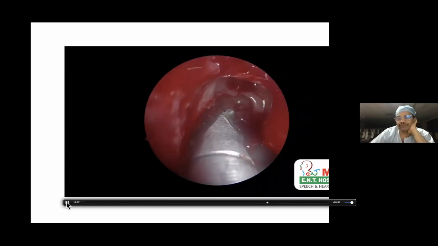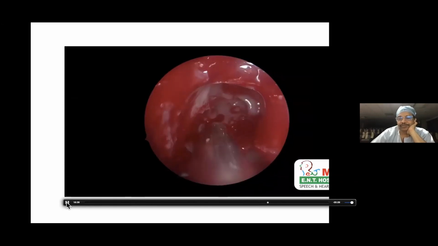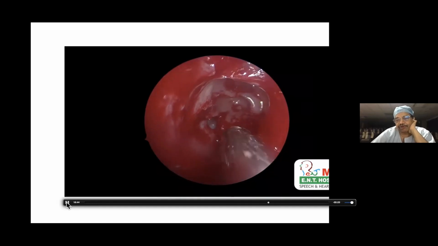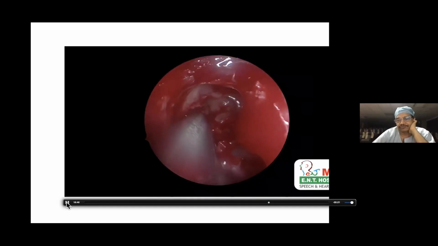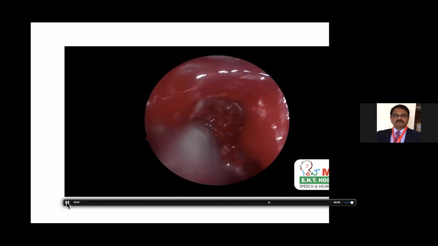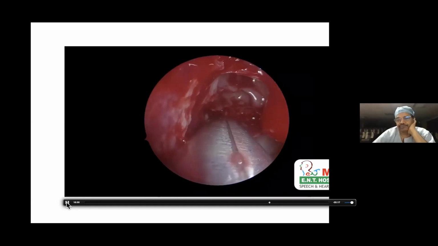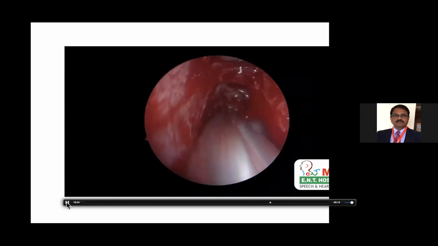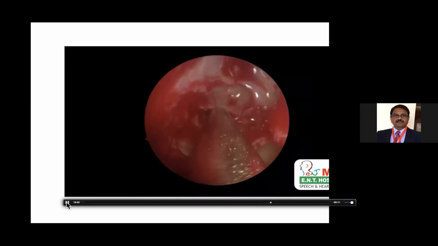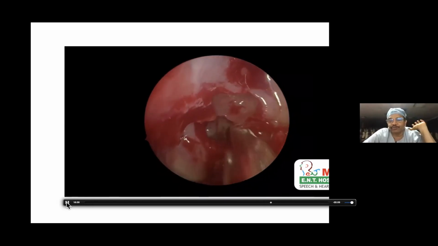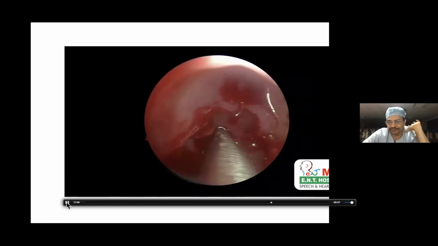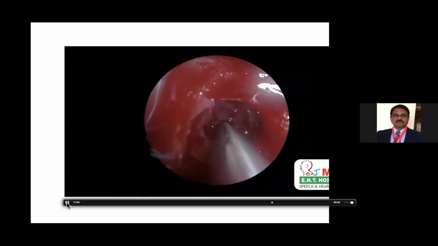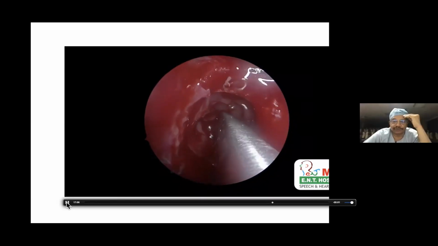See, now I'm using a through-cut. So 75% of the ostial mucosa is preserved. I'm using a sponge. Kerrison punch. And then finally, I'm using the debrider to make a fine cut. We don't want any lacerated tissue there.